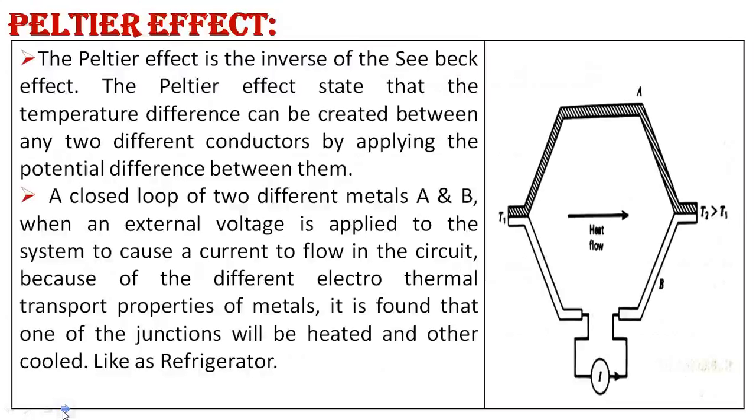The next effect is the Peltier effect. The Peltier effect is the inverse of the Seebeck effect. The Peltier effect states that a temperature difference can be created between any two different conductors by applying a potential difference between them. Take a closed loop of different metals A and B, when an external voltage is applied to the system to cause a current to flow in the circuit. Because of the different electrothermal transport properties of the metals, it is found that one of the junctions will be heated and the other cooled, like a refrigerator.